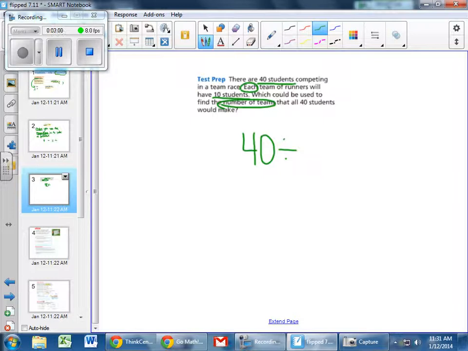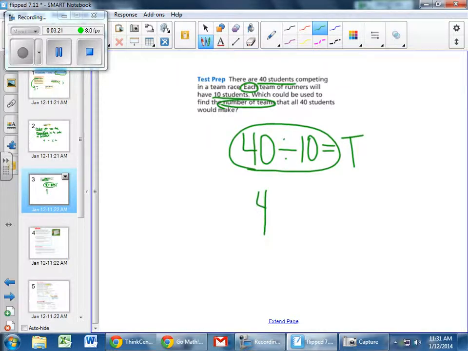So we had 40 students to begin with. We're putting them in groups of 10 in order to find out the number of teams. There's T, which means teams. Go ahead and figure that one out. 40 divided by 10. 40 divided by 10 is 4. So we have 4 teams.